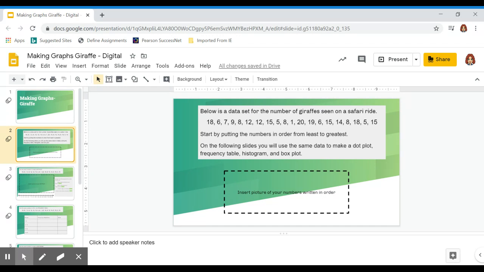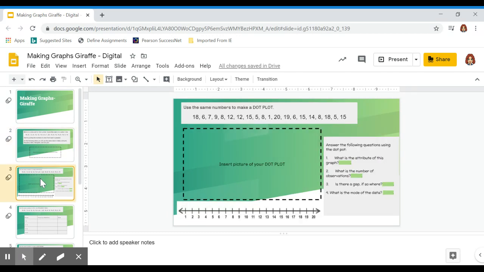So it says, start by putting your numbers in order from least to greatest. Okay, so go ahead and do that. And then insert a picture here. Pause the video, go ahead and do that. And then on the following slides, you're going to use that exact same data you just wrote down to make a dot plot, a frequency table, a histogram, and a box plot. Okay, so here we go.